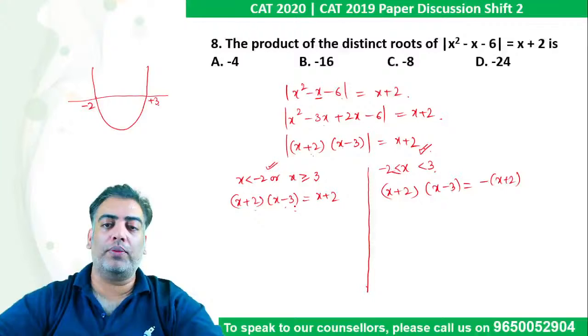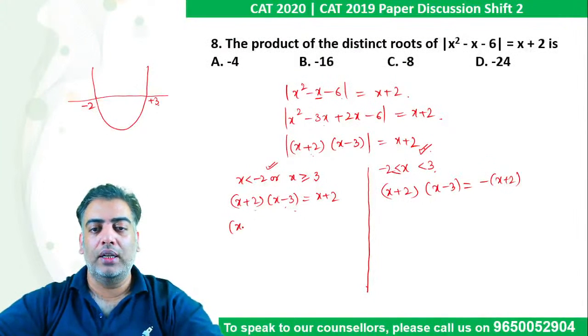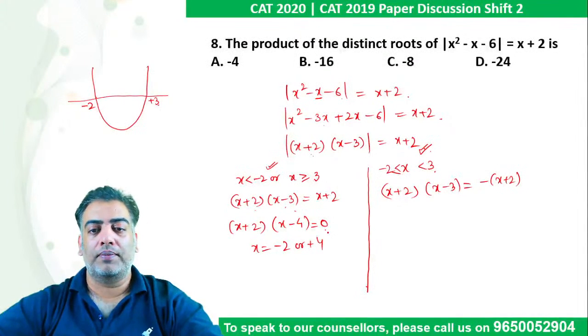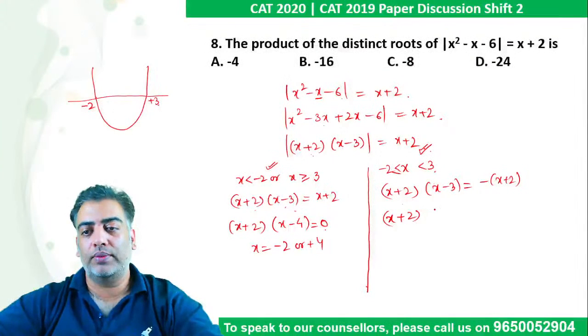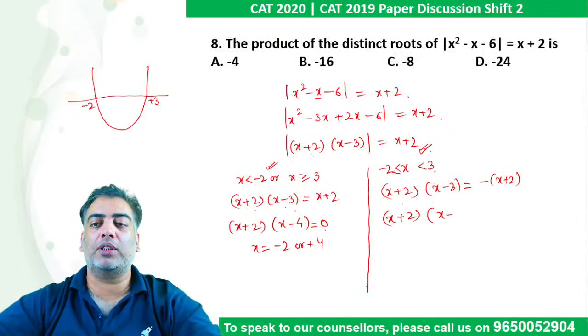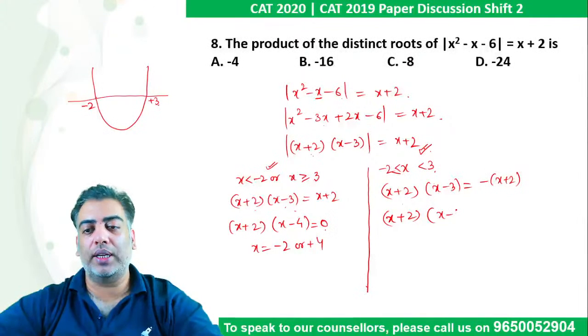Right. So when we solve it, bring x plus 2 on the left hand side. So we can take x plus 2 common, results in x minus 3 minus 1, which is x minus 4 equal to 0, which gives me x is minus 2 or plus 4. Right. Likewise, when we solve it, x plus 2 comes to the left hand side. So it becomes x plus 2 into x minus 3 plus 1. So x minus 3 plus 1 is x minus 2, which equals 0. So it gives me the value of x as minus 2 or plus 2.